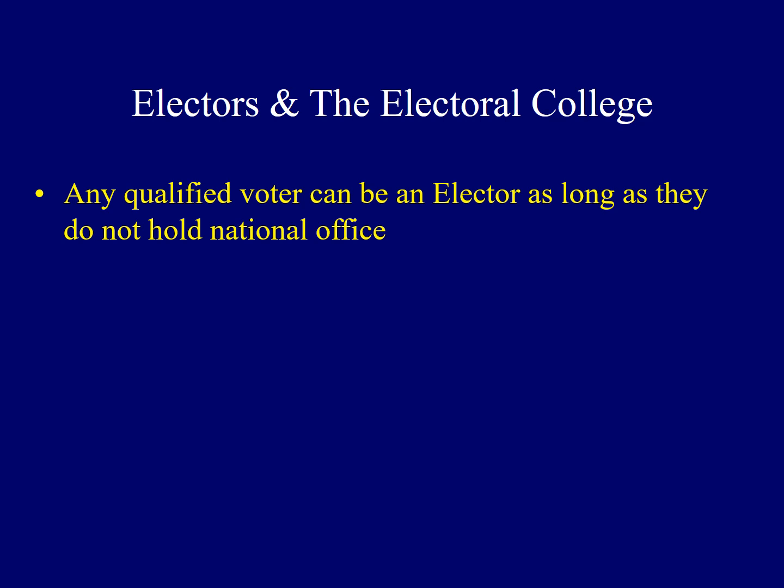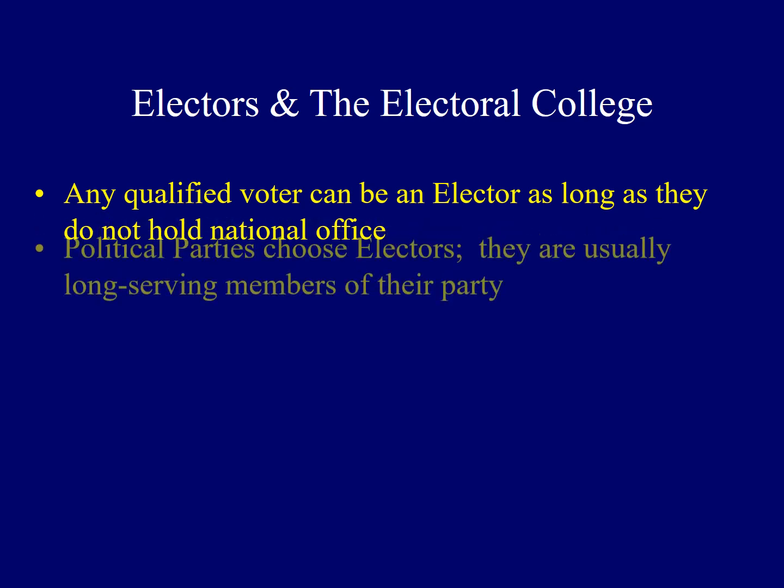Now, you're probably saying to yourself, how does a person get to be a member of the Electoral College? Well, first of all, any person who is eligible to vote can be an elector, as long as they don't already hold a national elected office. Like, you can't have a senator or a member of the House of Representatives as an elector. It's average people like you and me.